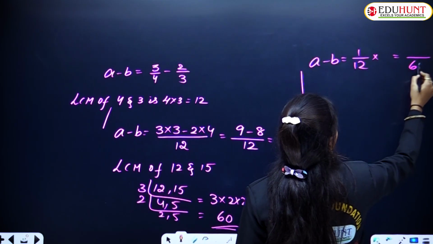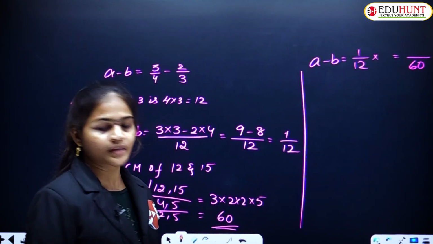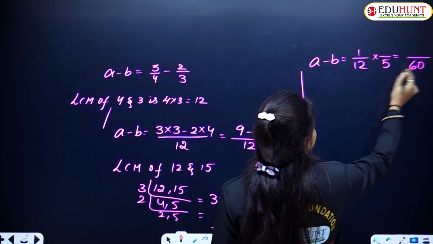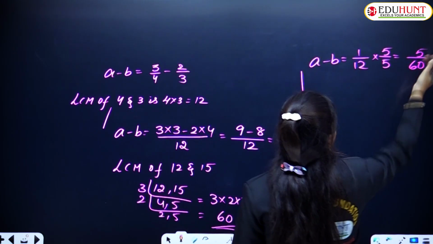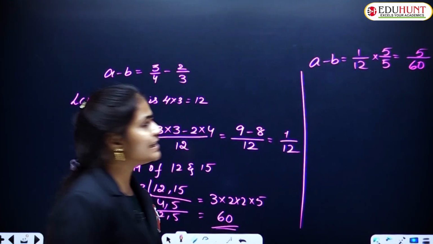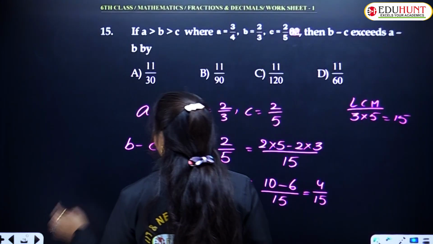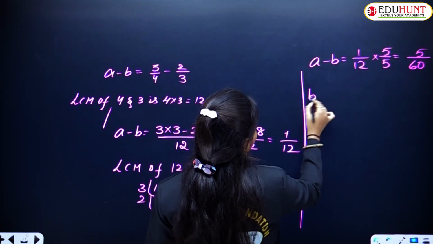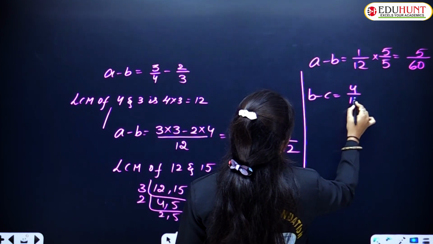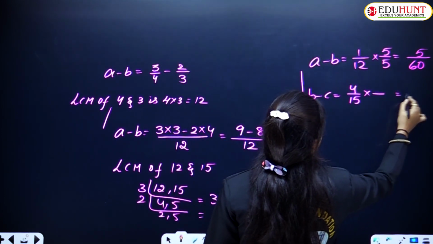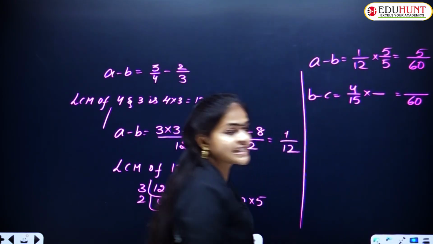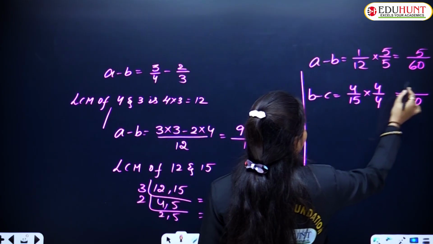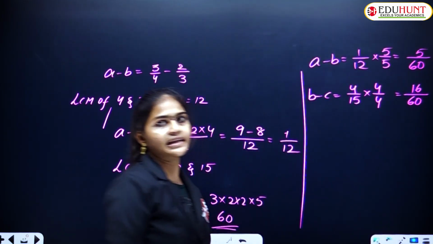is equals to, the denominator should be equals to 60. Understand? So 12 into how much is equal to 60? 12 5s are 60. So equivalent fraction we have to write: 5 by 60. Next here, B minus C is equal to 4 by 15. 15 into how much is equal to 60? 15 4s are 60. So numerator also 4, 4 4s is 16 by 60.